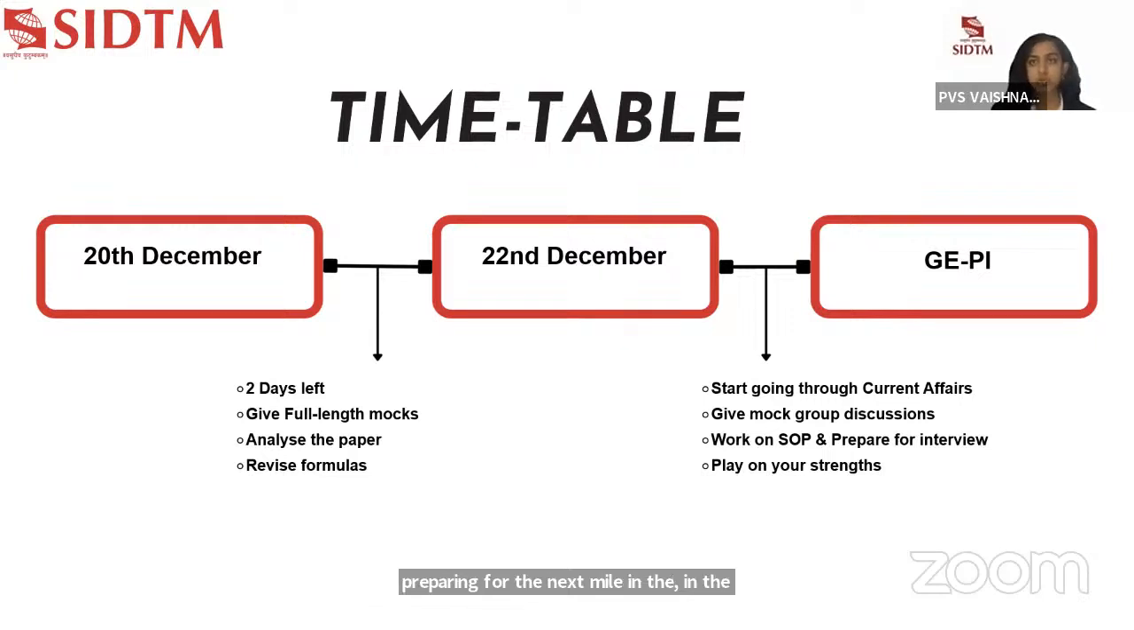Start going through current affairs, go through latest trends in technology, start reading the newspaper and going through news in the last 6 months, and start giving mock group discussions. If you're someone like me and you find group discussions a little intimidating, this is the perfect time to start preparing. Also, make it a point to start working on your SOP. Note down your strengths, your weaknesses, achievements you've had over the past couple of years, and start preparing for your interview, because that is a huge game changer as well. And the most important thing, play on your strengths. So that is something that you should keep in mind.